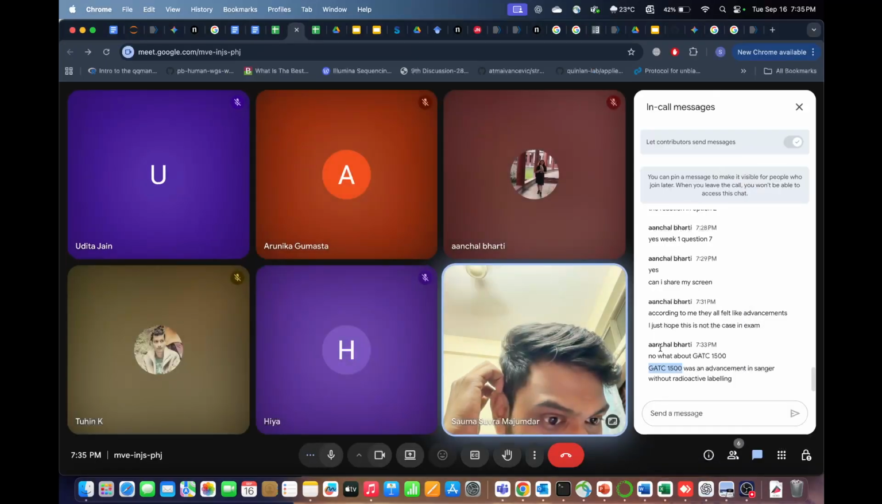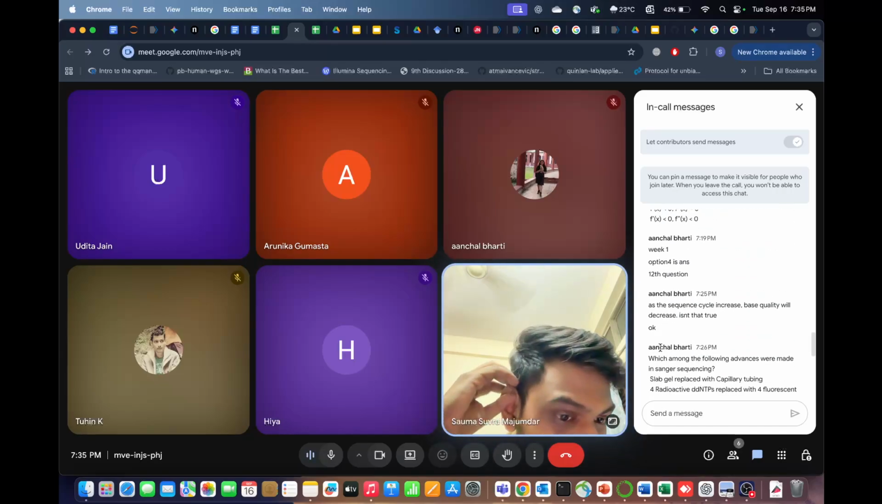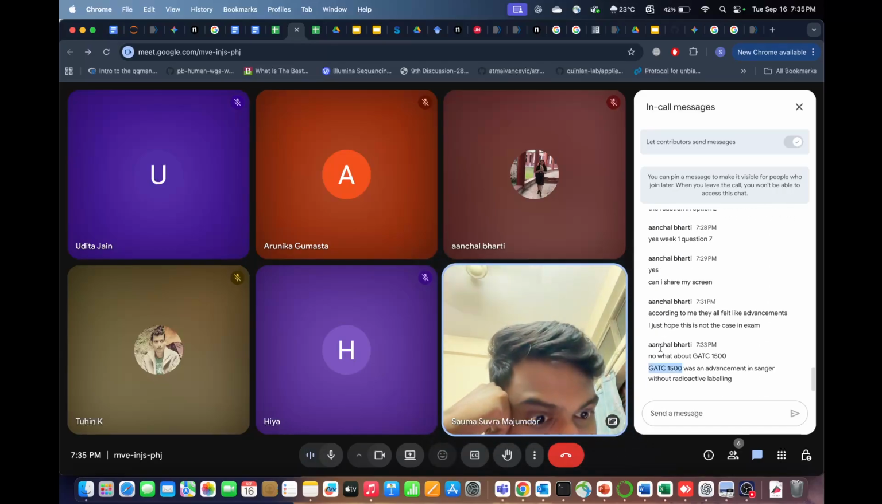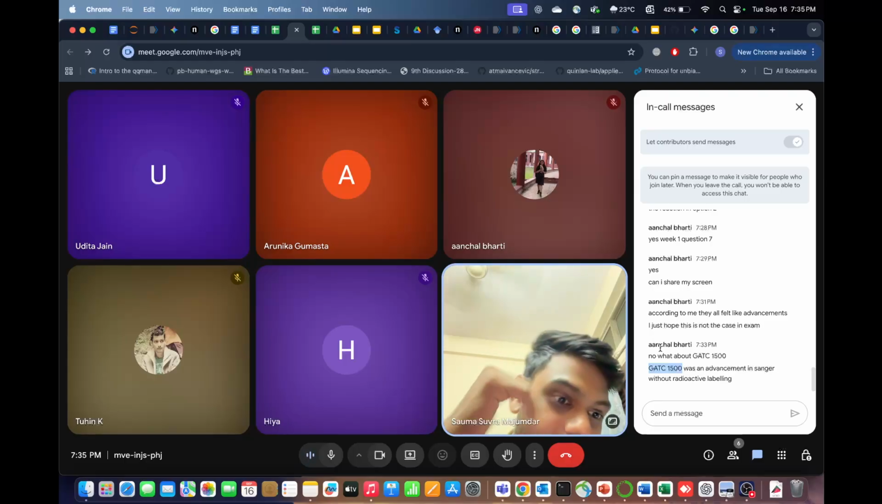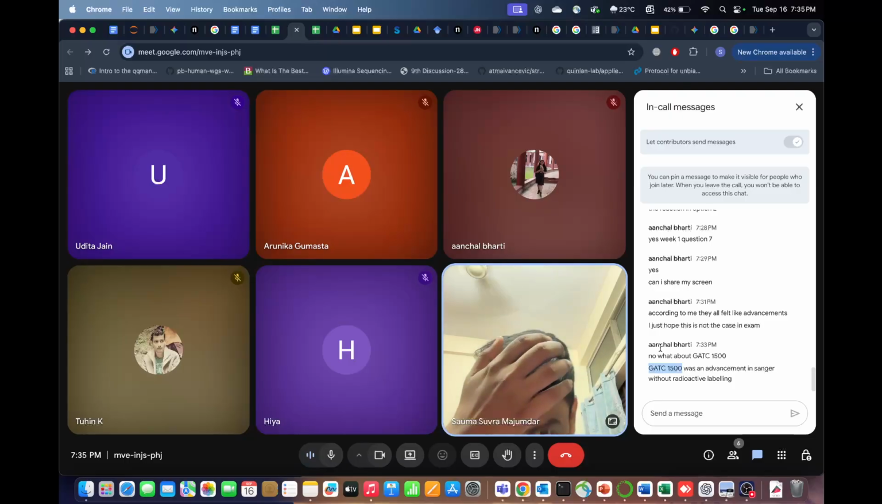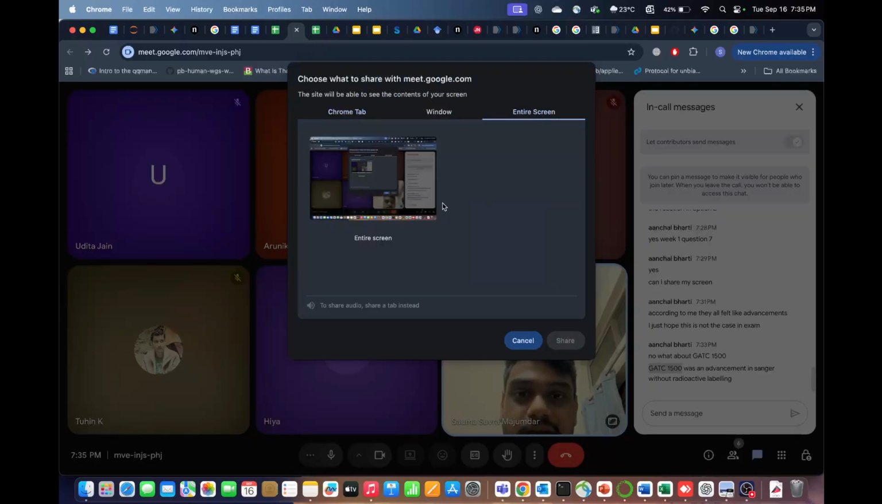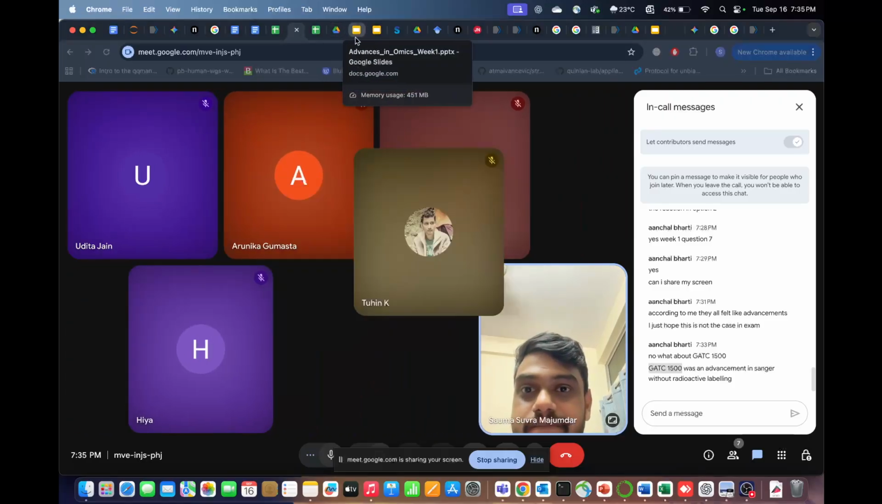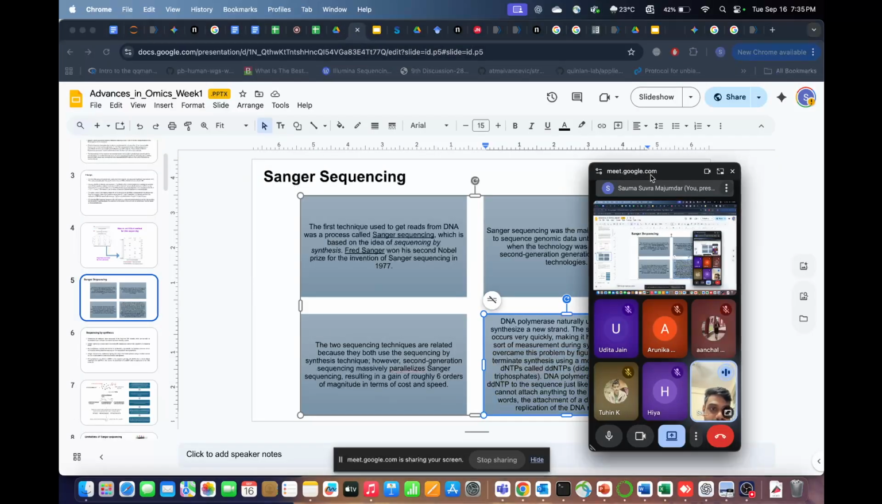Like, the issue here is basically the fluorescence, right? Sanger sequencing did not use fluorescence. That is what I'm trying to say. Let me share my screen. So this is Sanger sequencing, right?